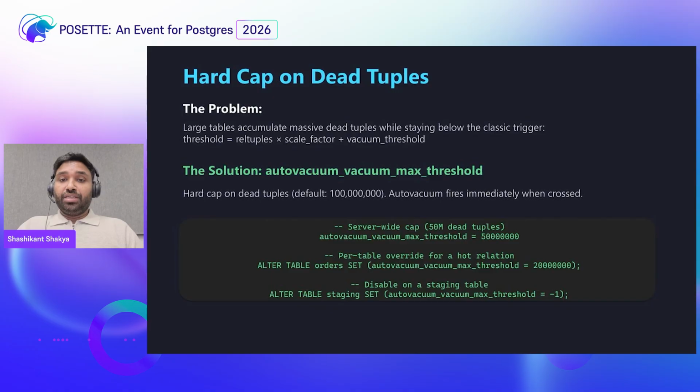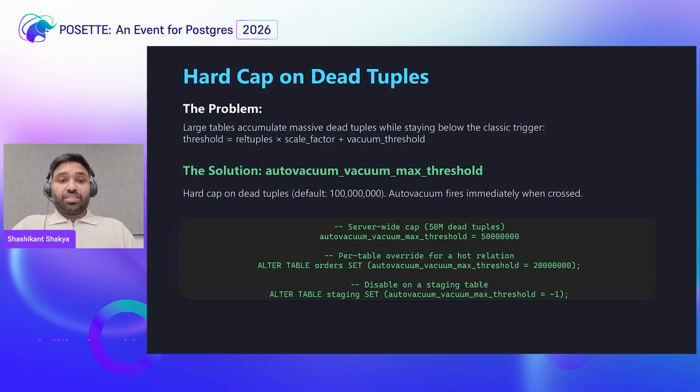So think that you have a 1 billion row table with the default autovacuum setting, which is a 20% scale factor. You will require 200 million dead tuples on a table to trigger an autovacuum. 200 million dead tuples sitting on a table, consuming a lot of storage, slowing down all of your queries.